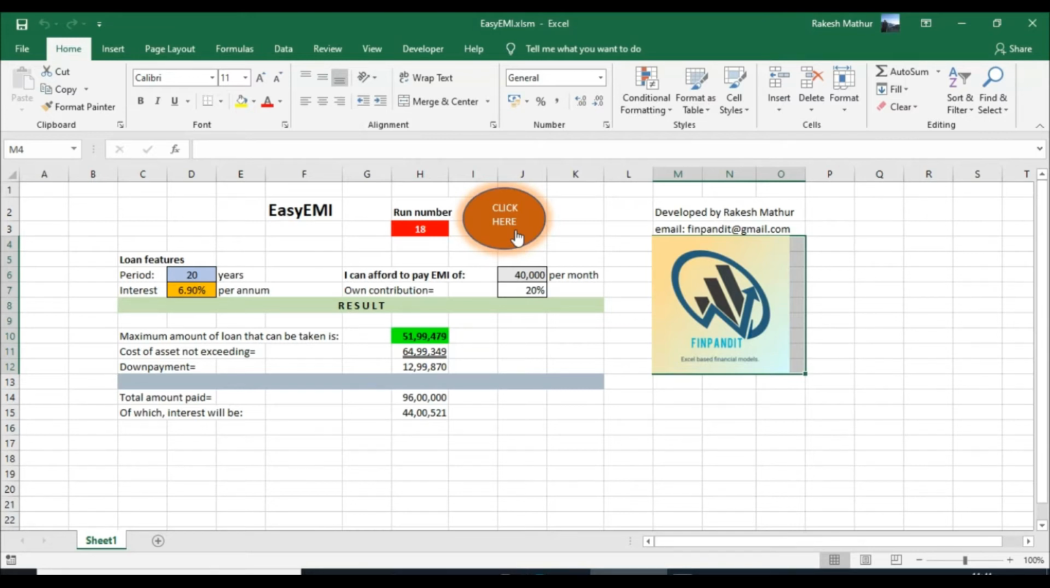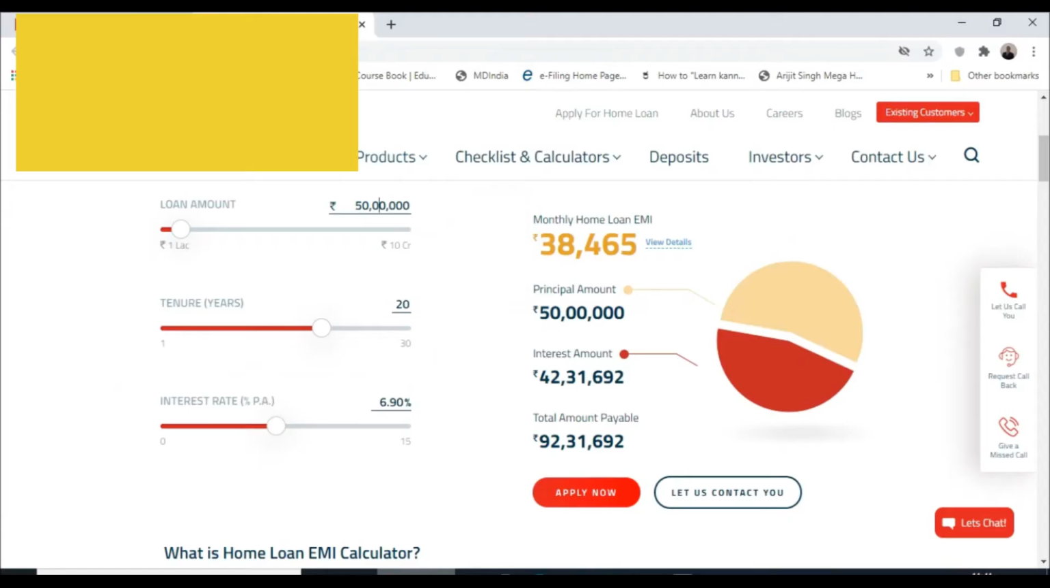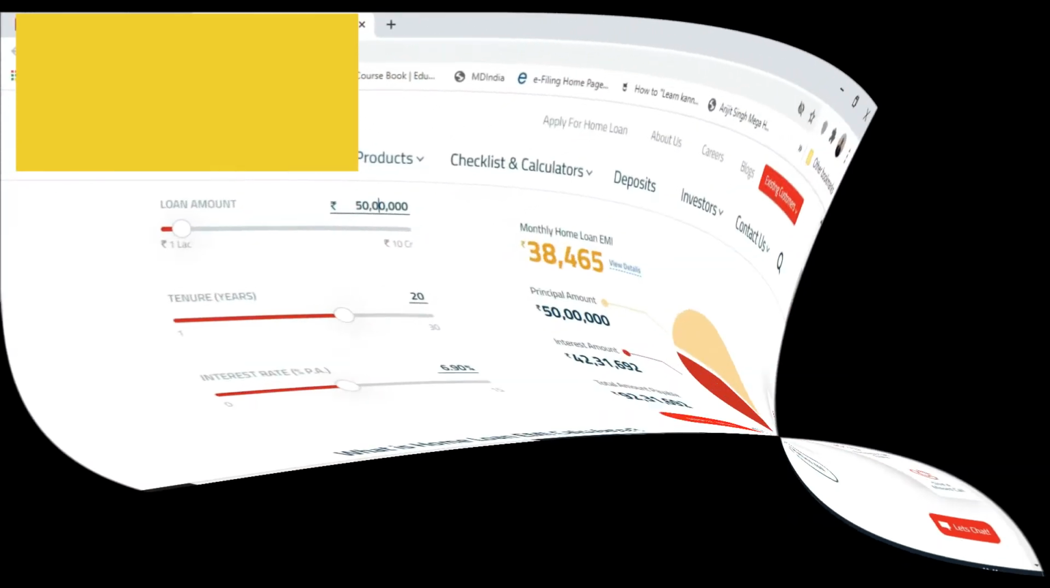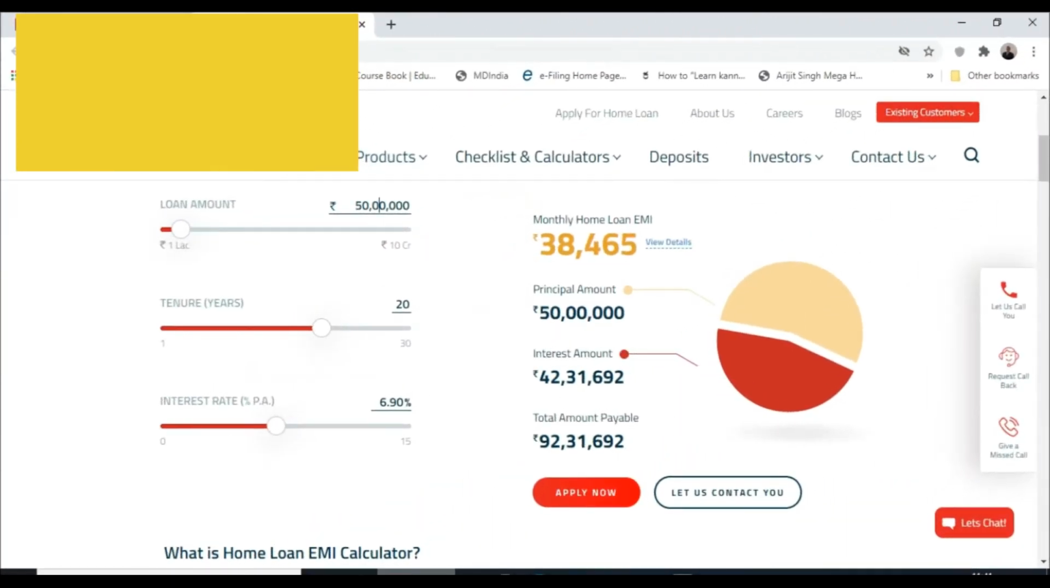Let us go to the bank's website and see whether these calculations are correct. So here we are back on the bank's website. I will now add the total amount of loan which has been given by the model at this point, which is 51 lakhs 99,000 and 479 rupees.